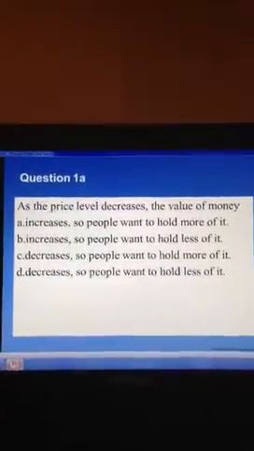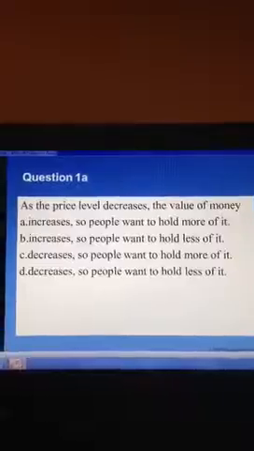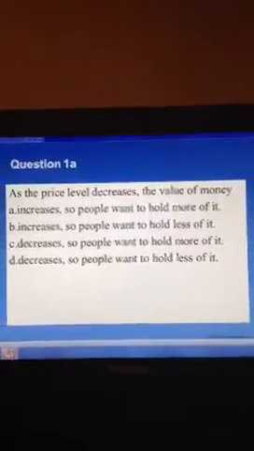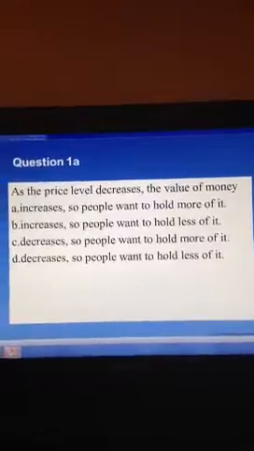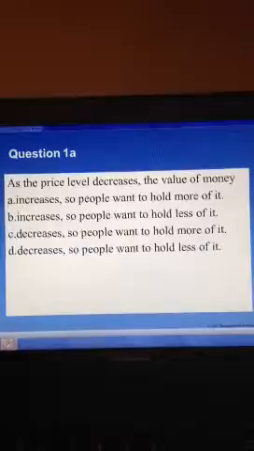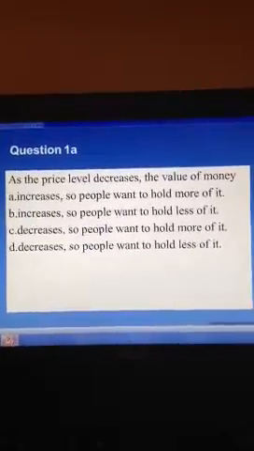It's like the process of inflation. So when the price increases, you wouldn't want to hold less of it. So the answer choice for this is B, because the value of money increases, and that people want to hold less of it.